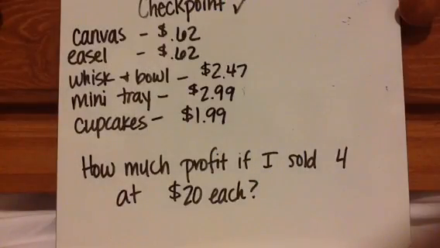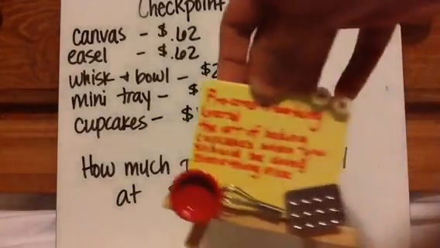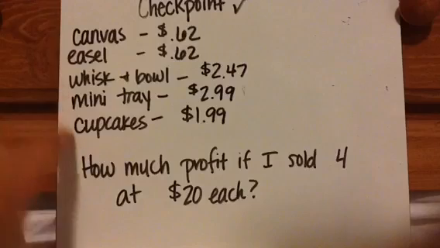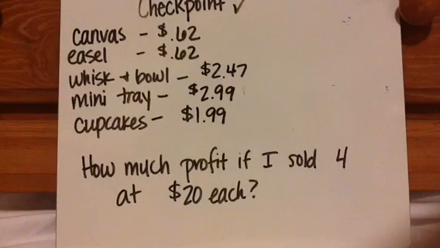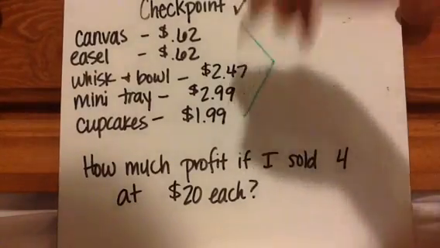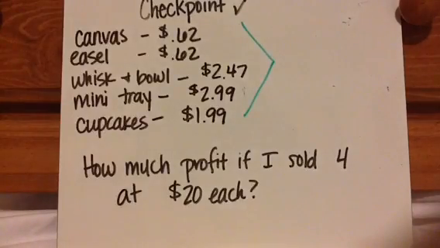Okay, it's checkpoint time. We're going to go back to this one, the Procrasta Baking. This is the expenses to make it. I want to know how much profit if I sold 4 of these at $20 each. So press pause, figure it out, and then press play to get the answer. Okay, so first step is to add up all your expenses.